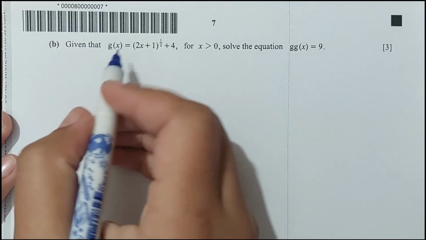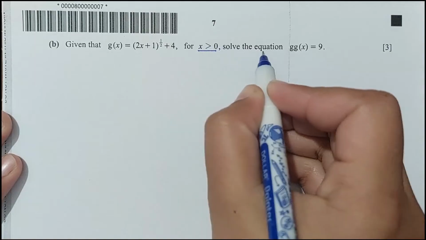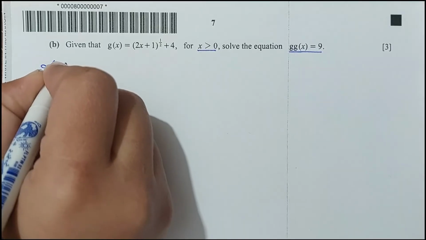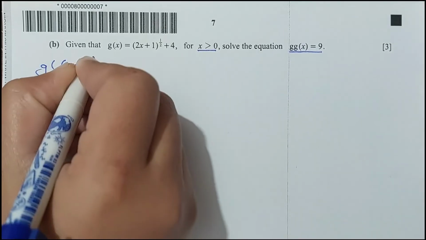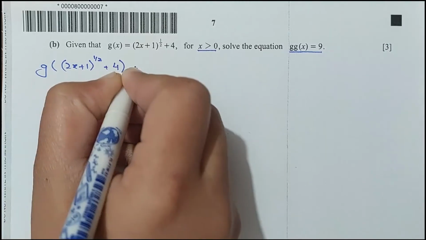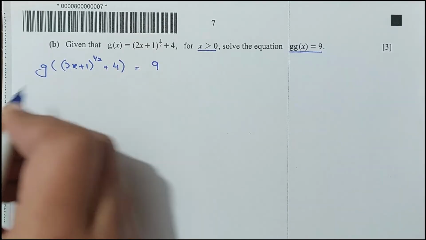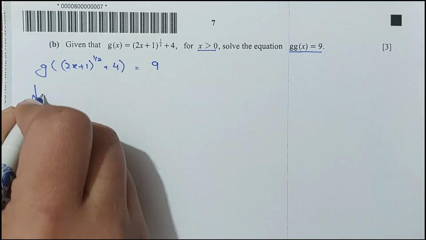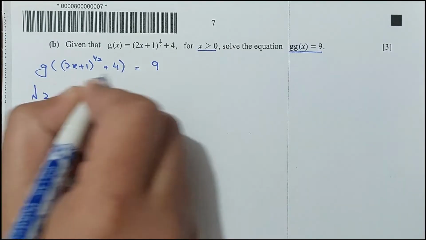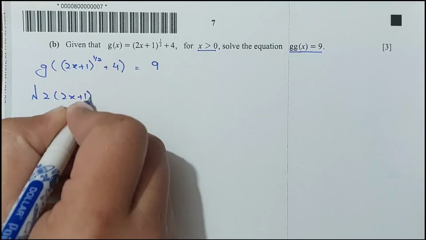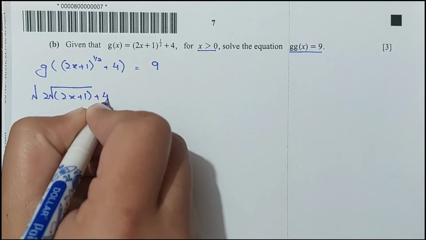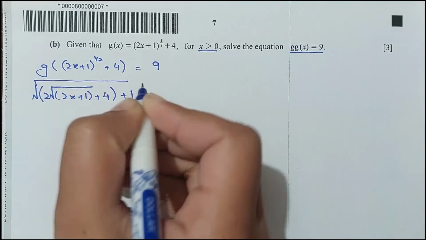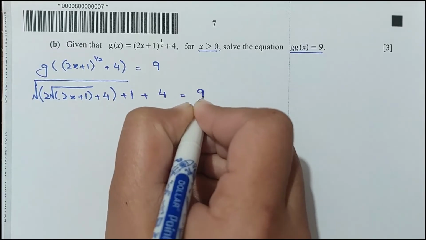Now for part B, given that g of x is this function for x greater than 0, solve the equation g of x equals 9. g of x is square root of (2x plus 1) plus 4. This would be equal to 9. Now g of x is replaced with this term. So it's the square root of (2x plus 1) plus 4 equals 9, right?